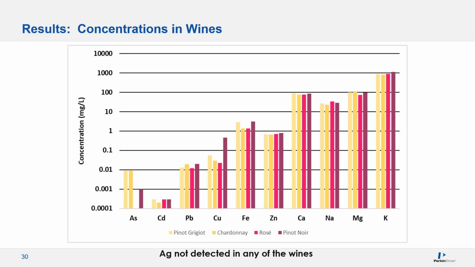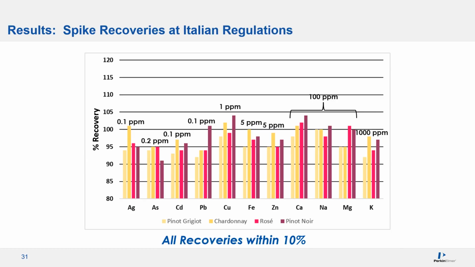Those are results. They're repeatable, but we want to try to prove accuracy. So what we did is spike recoveries. We did spikes at the Italian regulations. We're working with one of our customers in Italy on this. So the Italian regulations are shown here, and our spike levels are shown here at the Italian regulations for the different analytes. So we had spikes from as low as 0.1 ppm for cadmium, silver, and lead, up to 1,000 ppm for potassium.